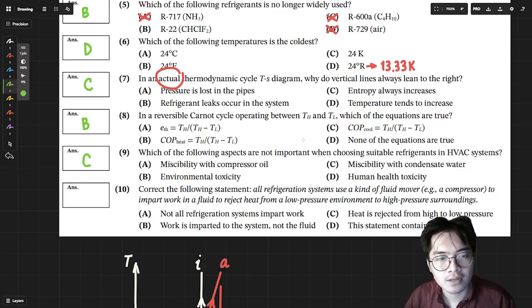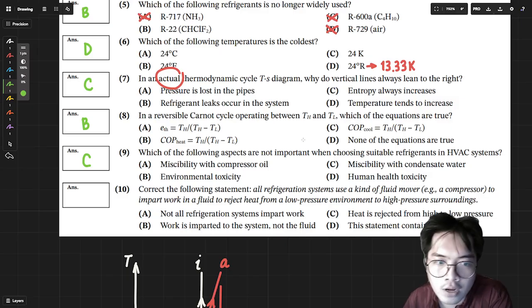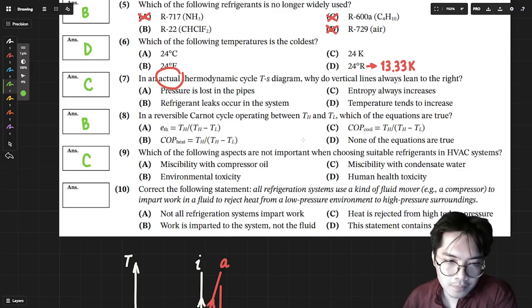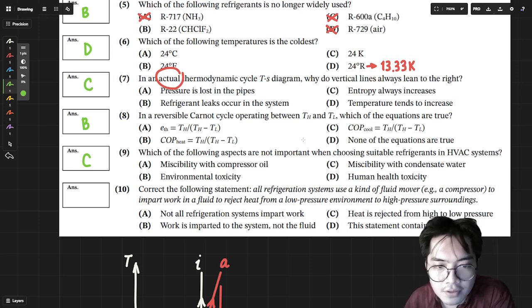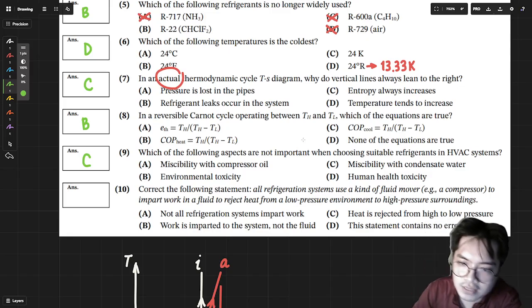Now, last, number 10, correct the following statement. All refrigeration systems use a kind of fluid mover to impart work in a fluid to reject heat from a low pressure environment to high pressure surroundings. Right? All right. Now, letter A, not all refrigeration systems impart work. Letter B, work is imparted to the system, not the fluid. Letter C, heat is rejected from high to low pressure. Letter D, this statement contains no errors.